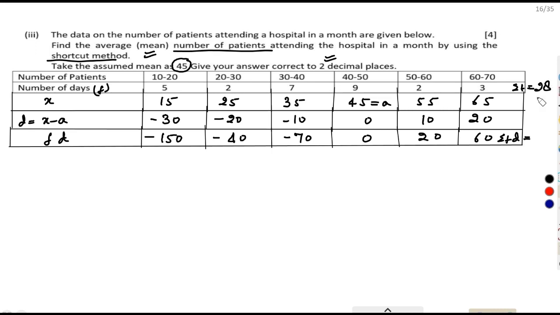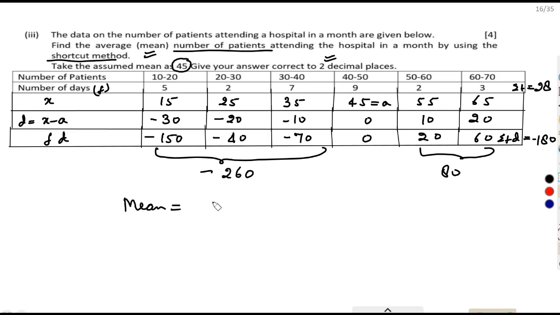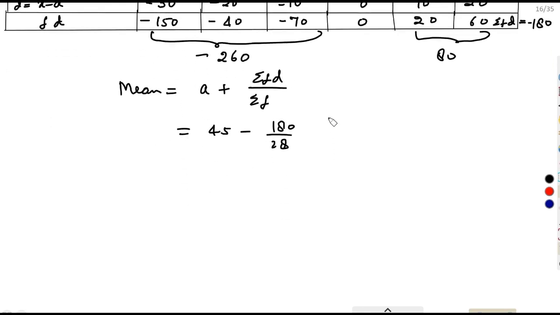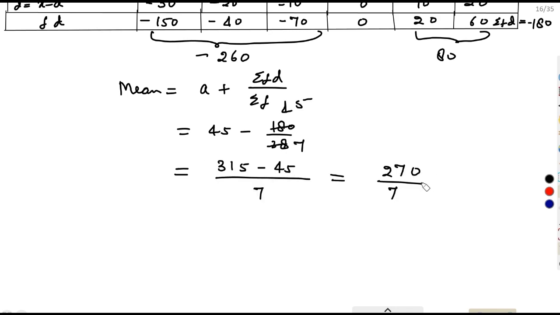Summation F is 28 and FD is minus 180. Now apply formula for mean. Assumed mean plus summation FD divided by summation F. We have to find our answer up to 2 decimal places. And up to 2 decimal places, it will be 38.57.